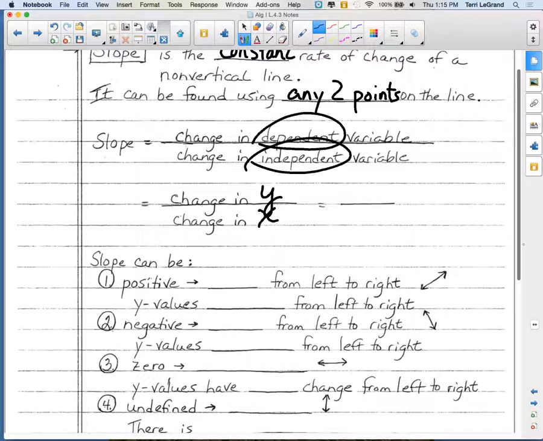We always talk about how much it changes going up and down first, and then over how much it goes back and forth. What do we call that? You've heard this before. They both start with R. Rise over run. Yeah, rise over run. There's a poster over there with it, isn't there? Rise over run. Change in Y over change in X. How much does it rise or fall, you could think of it, over how much does it run? How much does it go back and forth? Okay?